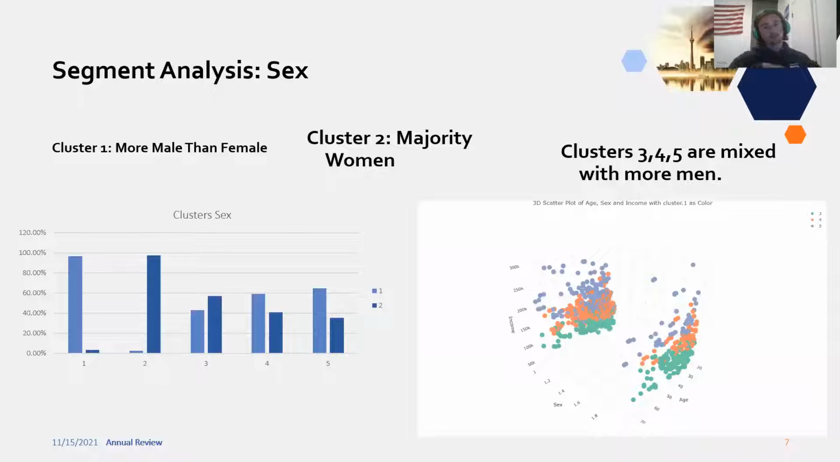So starting off with segment analysis, I decided to look at the sex of the customers to try to determine whether we're being shopped by more male or more female. And I ended up coming upon the conclusion that cluster 1 is majority male, cluster 2 is majority female, while 3, 4, and 5 are a mix between the two. So that is something that's very interesting to me, why 1 and 2 are so different in gender, while the other 3 are just back and forth.